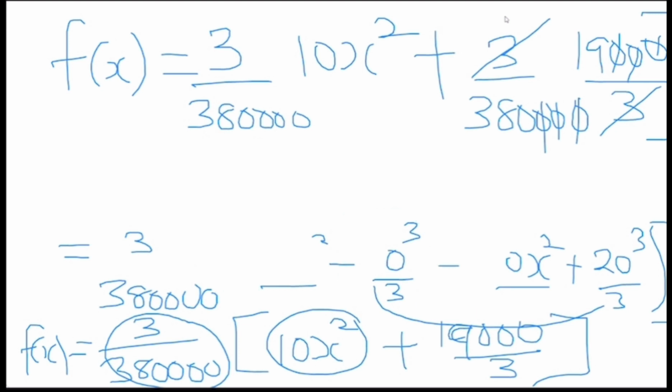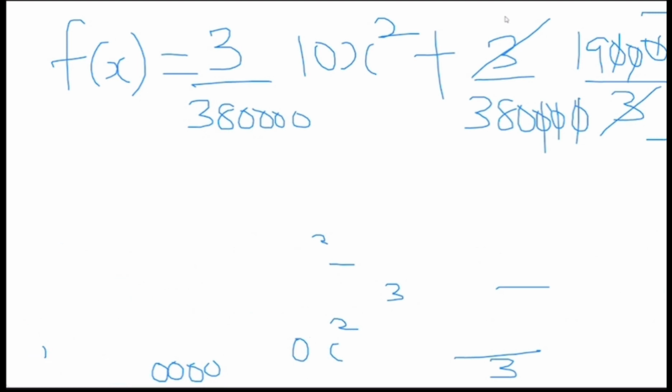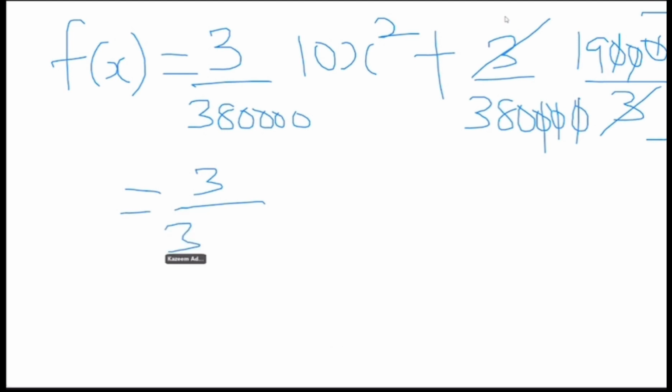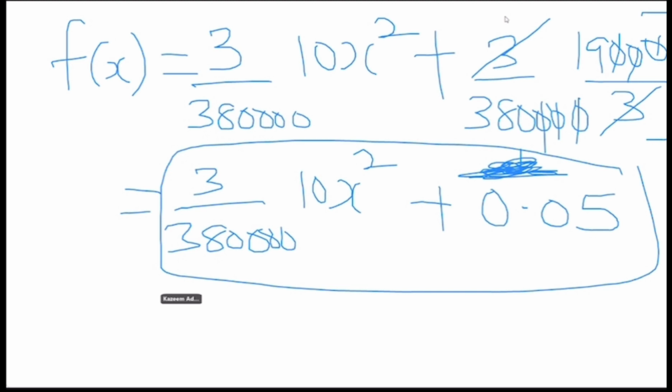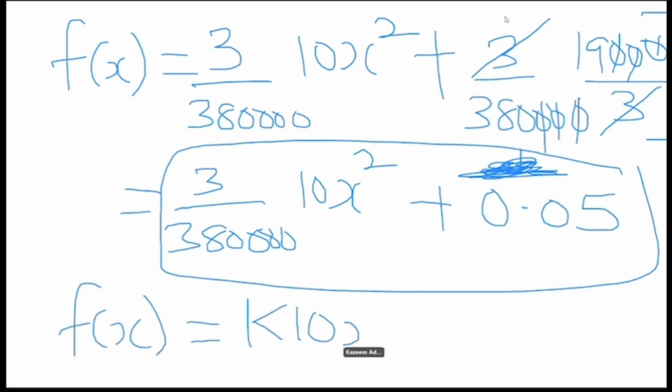Now, if I want to rewrite my answer, I'm going to show you. This is going to be 3 over 380,000 times 10x squared plus 0.05. Take a look at what I just did. The 3 has canceled that, and that goes in that. So as you can see, what is being displayed is 0.05, because if you use a calculator, 19 divided by 380 is 0.05. And another way I can write this is f of x equals k times 10x squared. Where's the k?